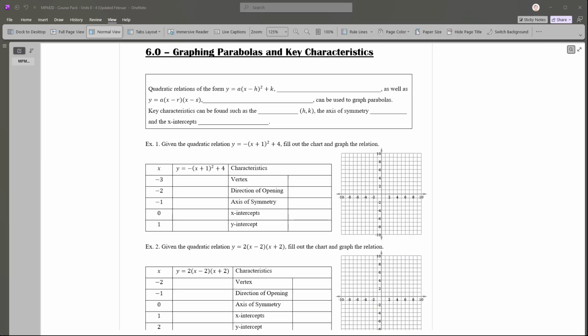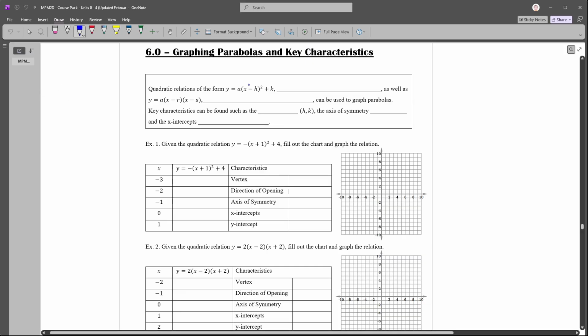So let's get into a little bit of prerequisite knowledge first to make sure that we remember all that stuff from the factoring as well as the quadratic relations. So graphing parabolas and key characteristics. This is kind of like our go-to start point. All right, let's use blue for this video here.